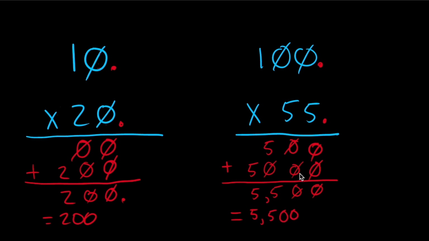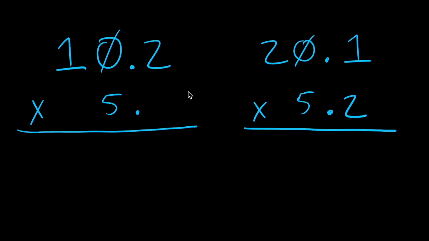5,500. And again, there is a decimal here, and it did not move because there were no digits after the decimal that we used. And that's going to make more sense in these next problems. So you notice there is a digit after the decimal.